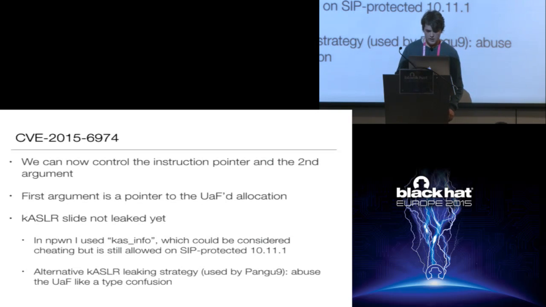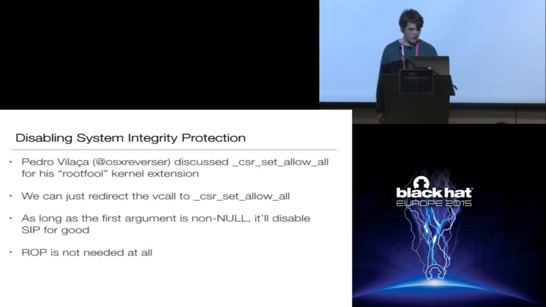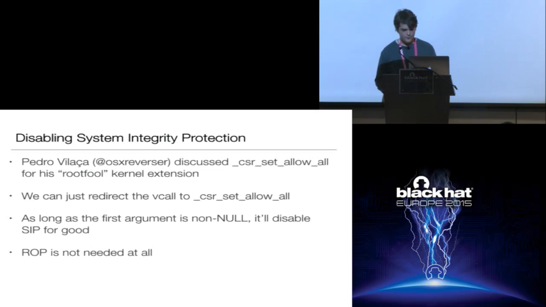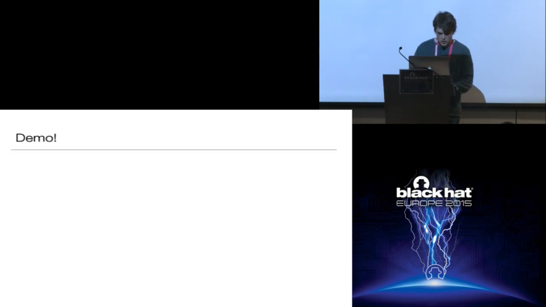To further disable system integrity protection, we can just use a function called CSR setAllAll. Pedro Vilaça, OS X reverser, discussed this for his rootful kernel extension. And we can just redirect the virtual call to this function. And as long as the first argument is not null, it will disable SIP for good. And wrap is not needed for this at all.